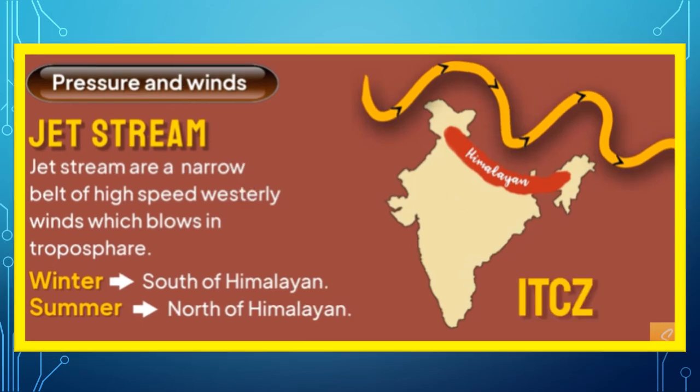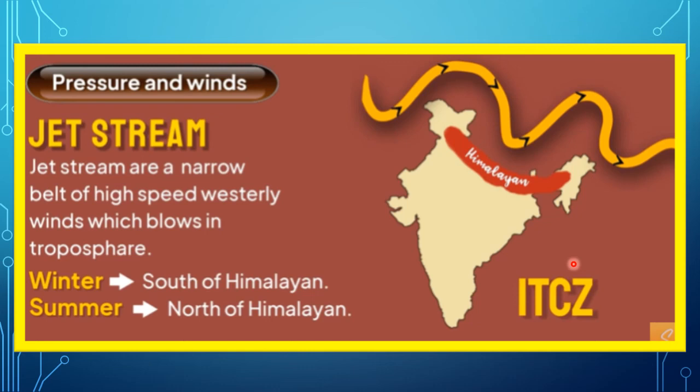Now children, you must be wondering why the jet stream shifts. In winter it is to the south of the Himalayas, and in summer it is towards the north of the Himalayas. This is due to ITCZ. Now what is ITCZ? The full form is Intertropical Convergence Zone. Here at the equator, the winds from the subtropical high pressure belts come toward the equatorial low pressure belts, that is the northeasterly winds and the southeasterly winds, and they meet and converge. This creates a zone called the ITCZ at the equator.